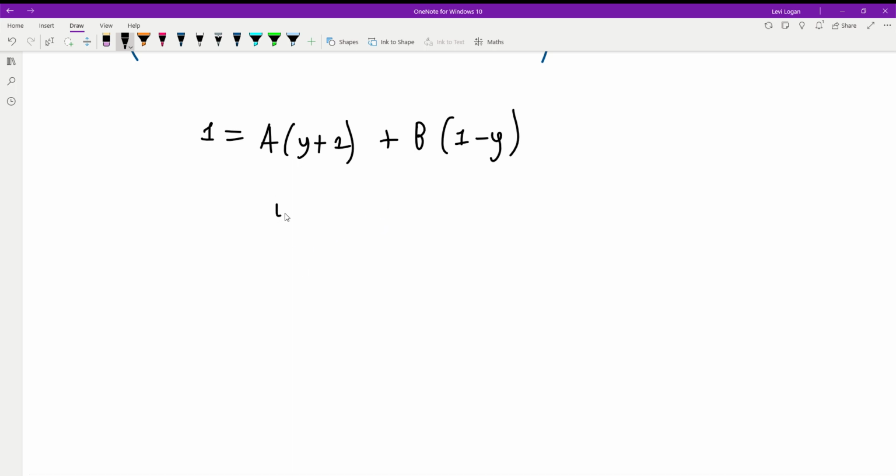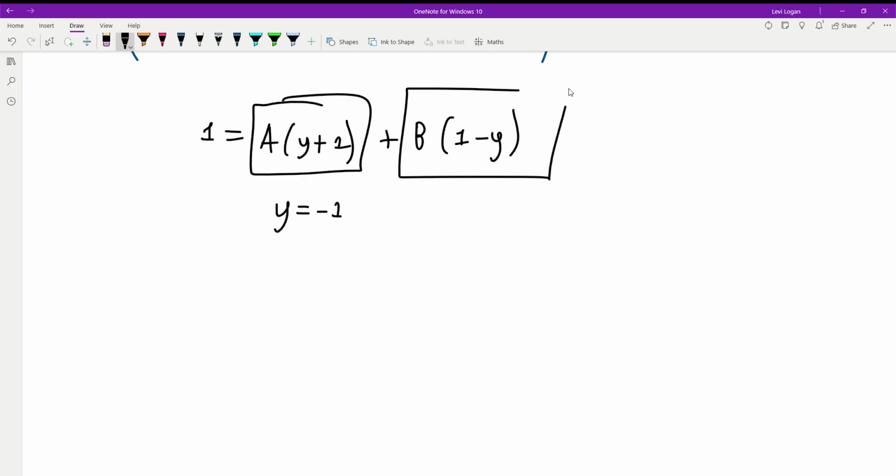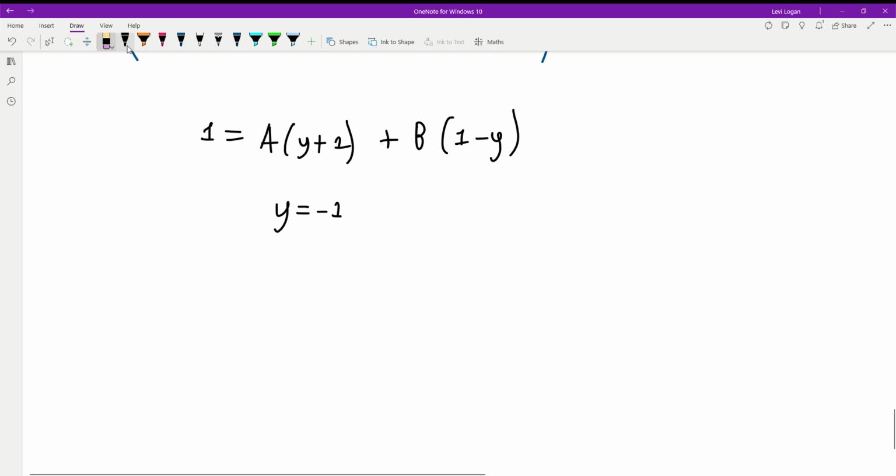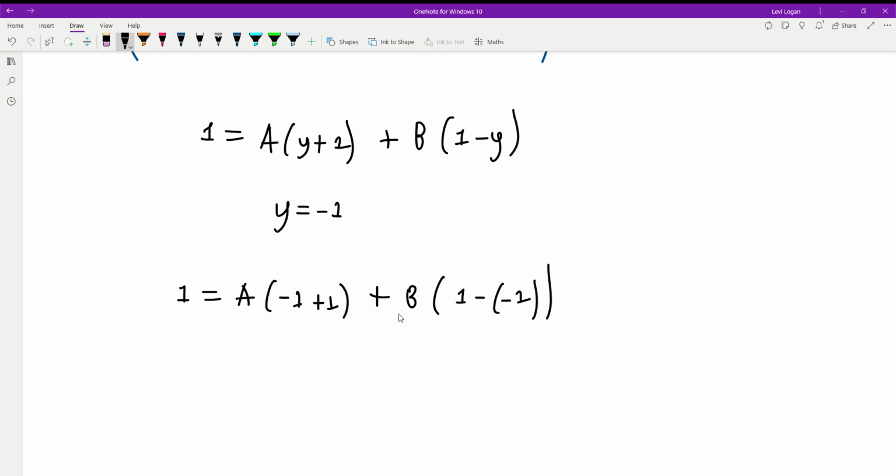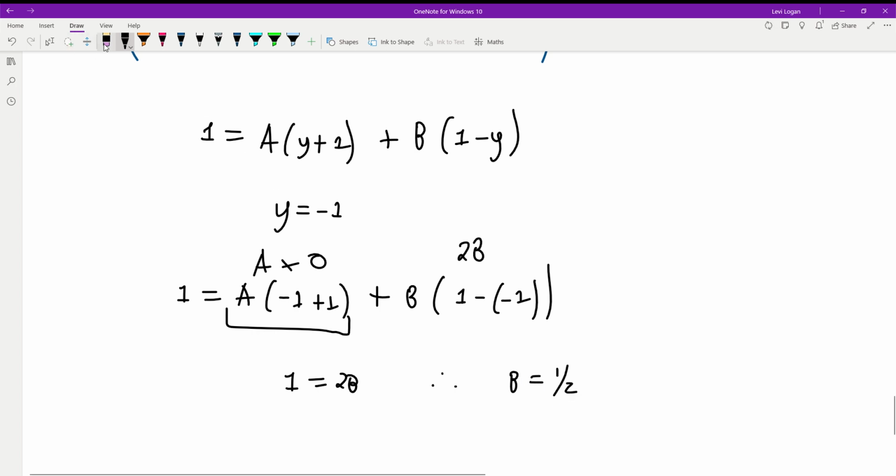For example, if I put y equals negative 1, that makes this term 0, and that works out what b can be. So if I did that very quickly, I get 1 equals a times negative 1 plus 1, plus b times 1 minus negative 1. This side here is 0 because a times 0 is 0. This here is going to be 2b, so straight away I've got 1 equals 2b, so therefore b must be a half.